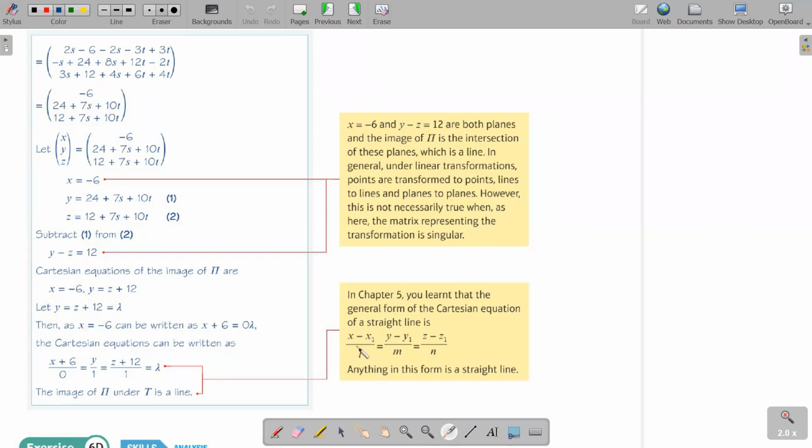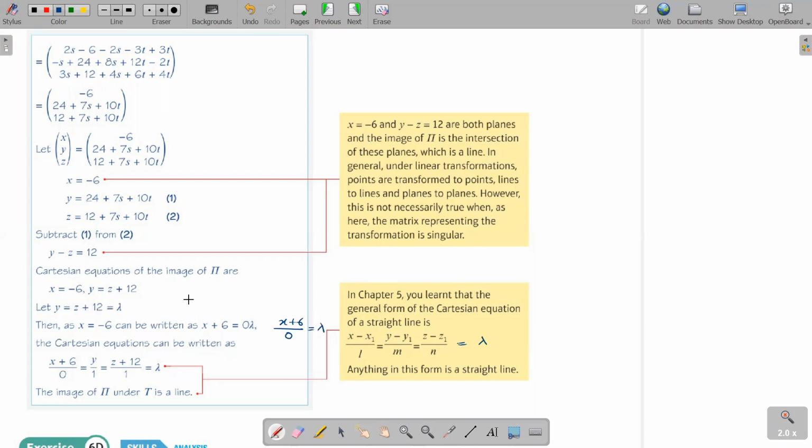And now you know (x minus x1) over l, (y minus y1) over m, (z minus z1) over n is supposed to be equal to lambda, right? So x minus x1, who is x minus x1? You can see we take the minus 6 here as plus 6. So this is x minus x1 over l. Now you can see x plus 6 is equal to 0 times lambda, which means x plus 6 over 0 is equal to lambda. Are you getting what I'm saying here? x plus 6 over 0 is equal to lambda.